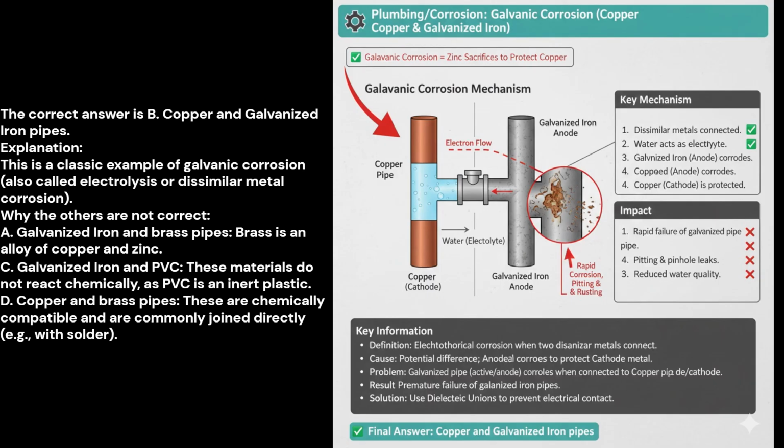C. Galvanized iron and PVC. These materials do not react chemically, as PVC is an inert plastic. There is no galvanic corrosion. D. Copper and brass pipes. These are chemically compatible and are commonly joined directly, for example, with solder. Their electrochemical potentials are very close, minimizing galvanic corrosion.